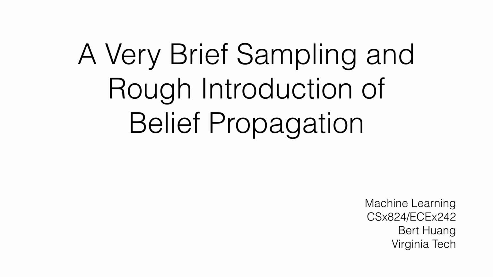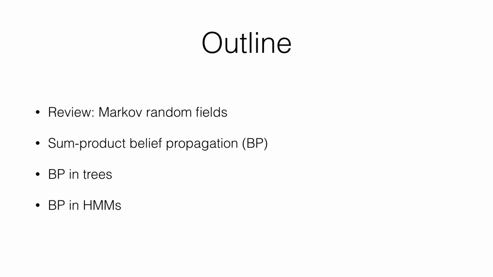But hopefully I can give you some of the basics in this video, at least enough to see how it relates to inference in Bayesian nets and things like the forward-backward algorithm. So the video will be structured like this. I'll start by briefly reviewing Markov random fields, at least just to refresh your memory from the last video. Then I'll show you the algorithm.